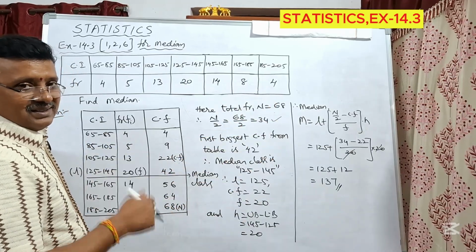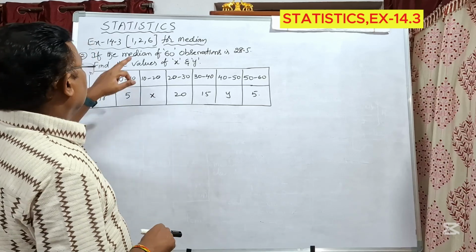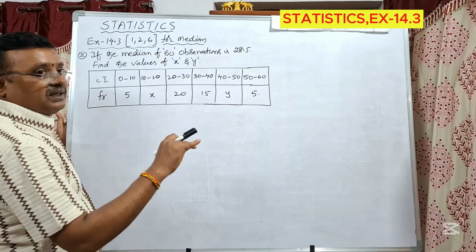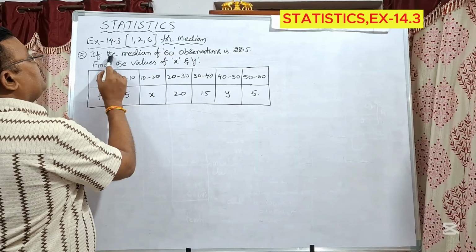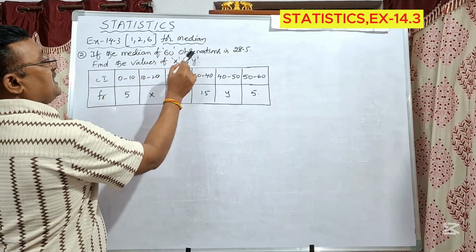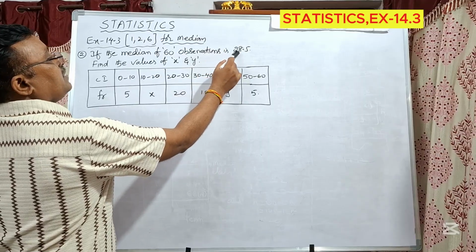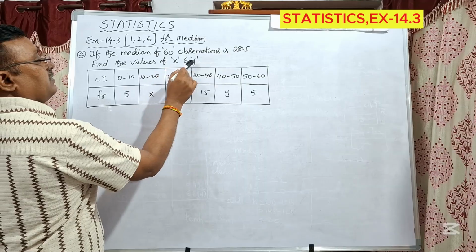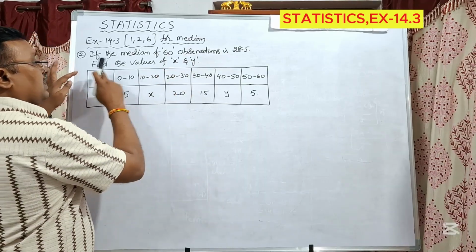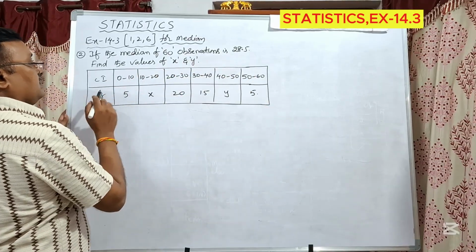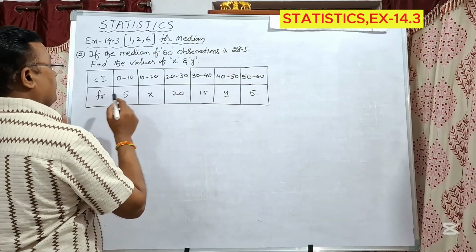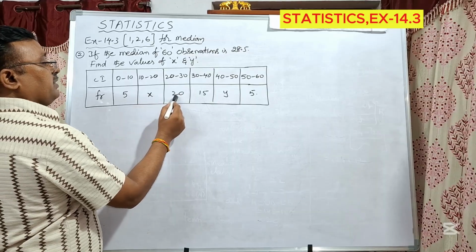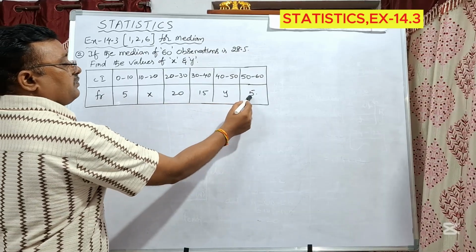Understood? Right. Now observe the second problem. The question is given like this, another model: if the median of 60 observations is 28.5, find the values of x and y. For that they have given this table. Class intervals are all given. Frequencies are given like 5, x, 20, 15, y, 5.